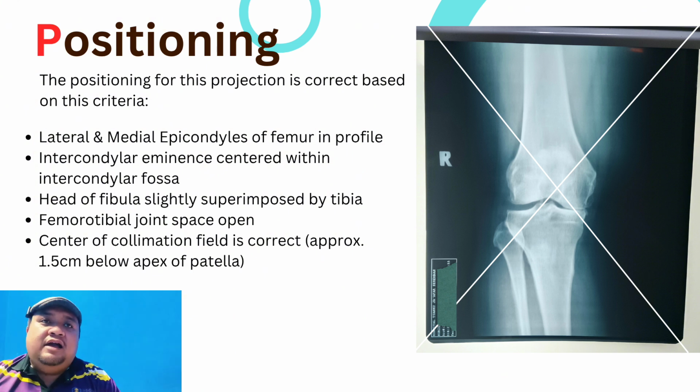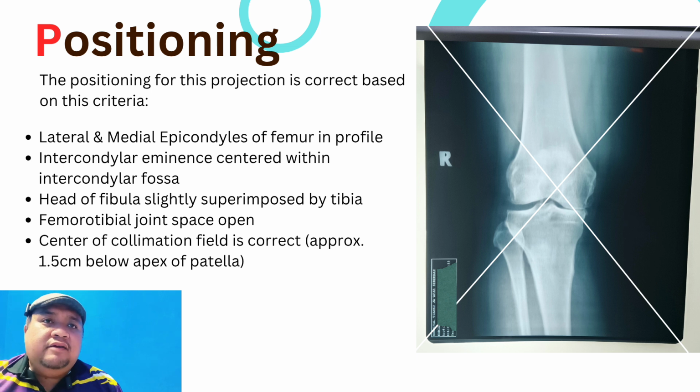Secondly, we can see the intercondylar eminence, the bony ridge between the tibial plateaus. It is well centered within the intercondylar fossa of the femur. Third, the head of the fibula is slightly superimposed by the lateral tibial condyle. This is exactly what we expect in a proper AP projection. If the fibula is completely hidden or too visible, that would suggest rotation.